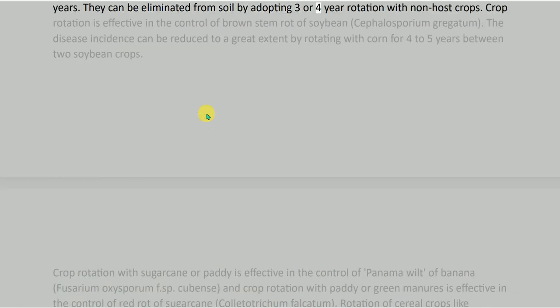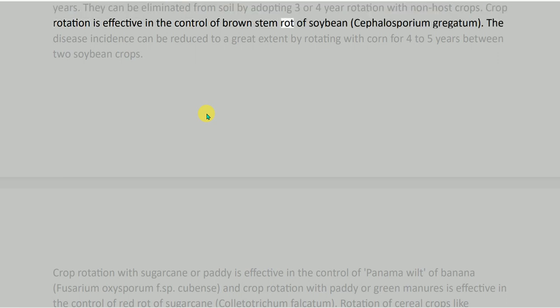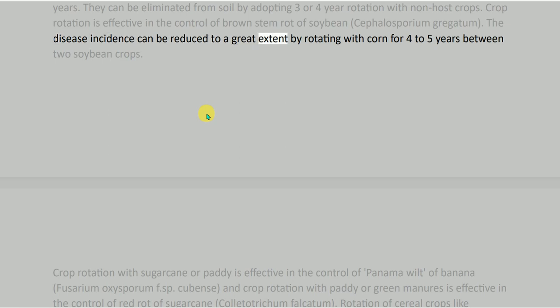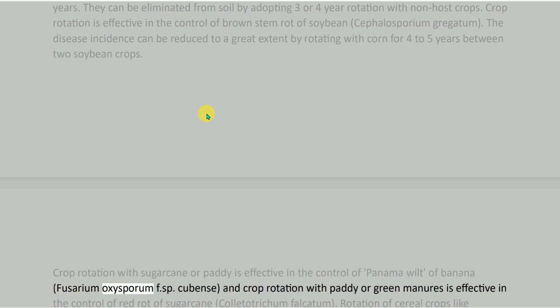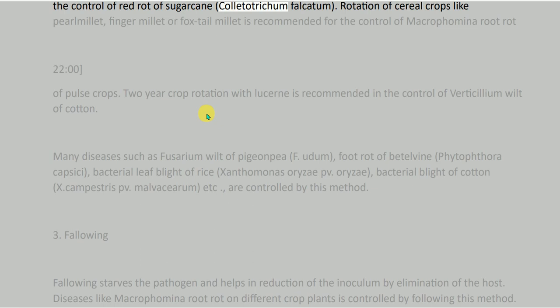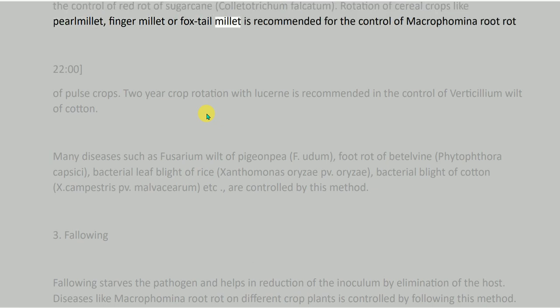Crop rotation is effective in the control of brown stem rot of soybean, Cephalosporium gregatum. The disease incidence can be reduced to a great extent by rotating with corn for 4 to 5 years between 2 soybean crops. Crop rotation with sugarcane or paddy is effective in the control of Panama wilt of banana, Fusarium oxysporum f.sp. cubense, and crop rotation with paddy or green manures is effective in the control of red rot of sugarcane, Colletotrichum falcatum. Rotation of cereal crops like pearl millet, finger millet or foxtail millet is recommended for the control of Macrophomina root rot.